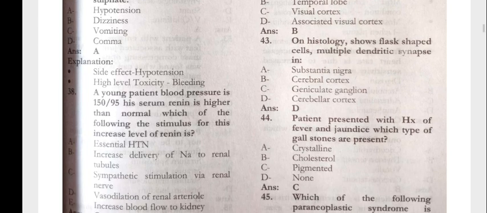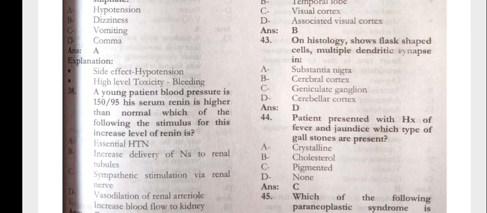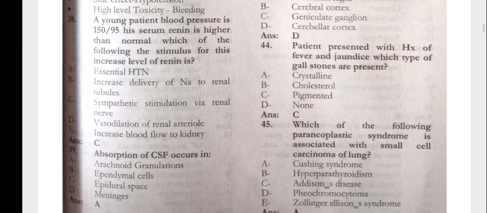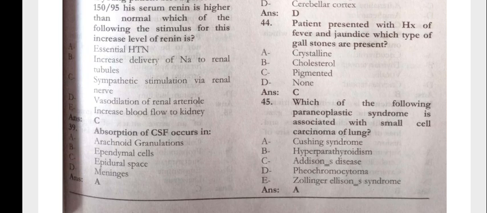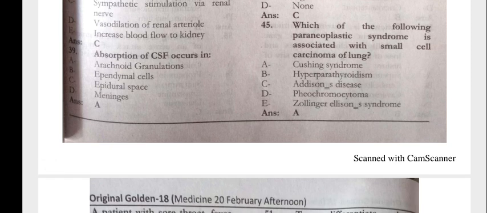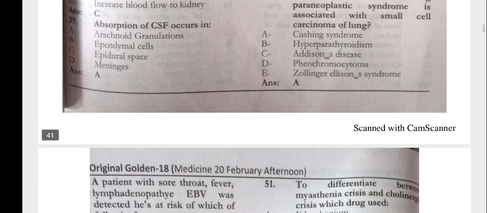The temporal lobe. Histology shows flask-shaped cells with multiple dendritic synapses in the cerebellar cortex. Patient presents with a history of fever and jaundice. Which type of gallstones is present? That is the pigmented. Which paraneoplastic syndrome is associated with small cell carcinoma of the lung? There is Cushing syndrome.